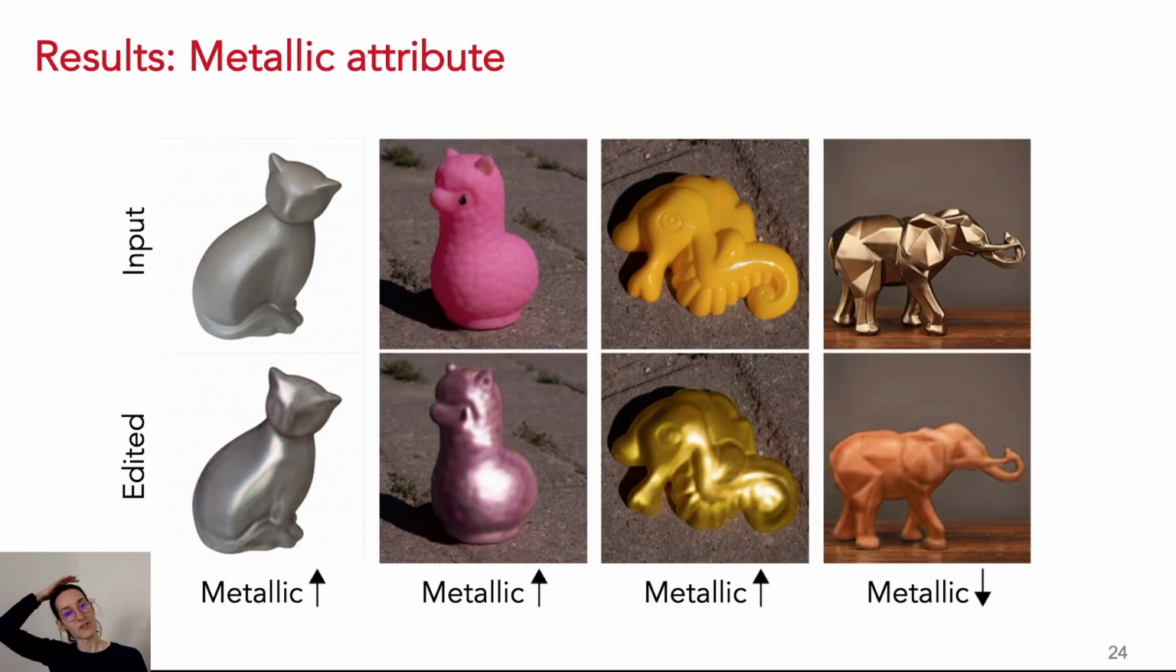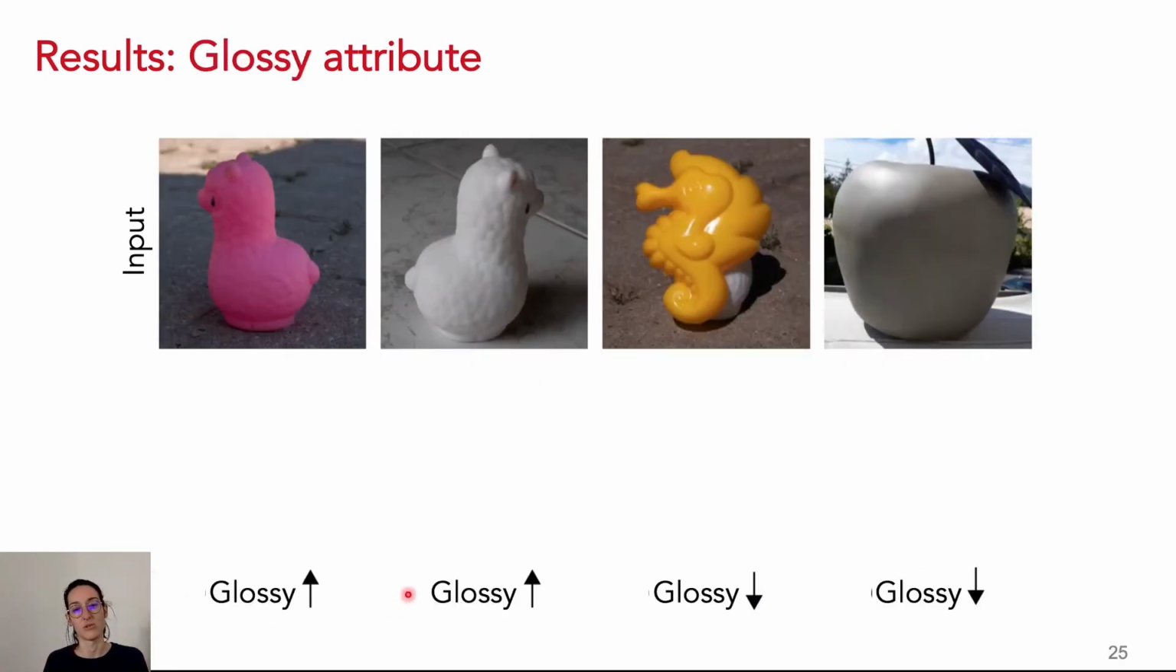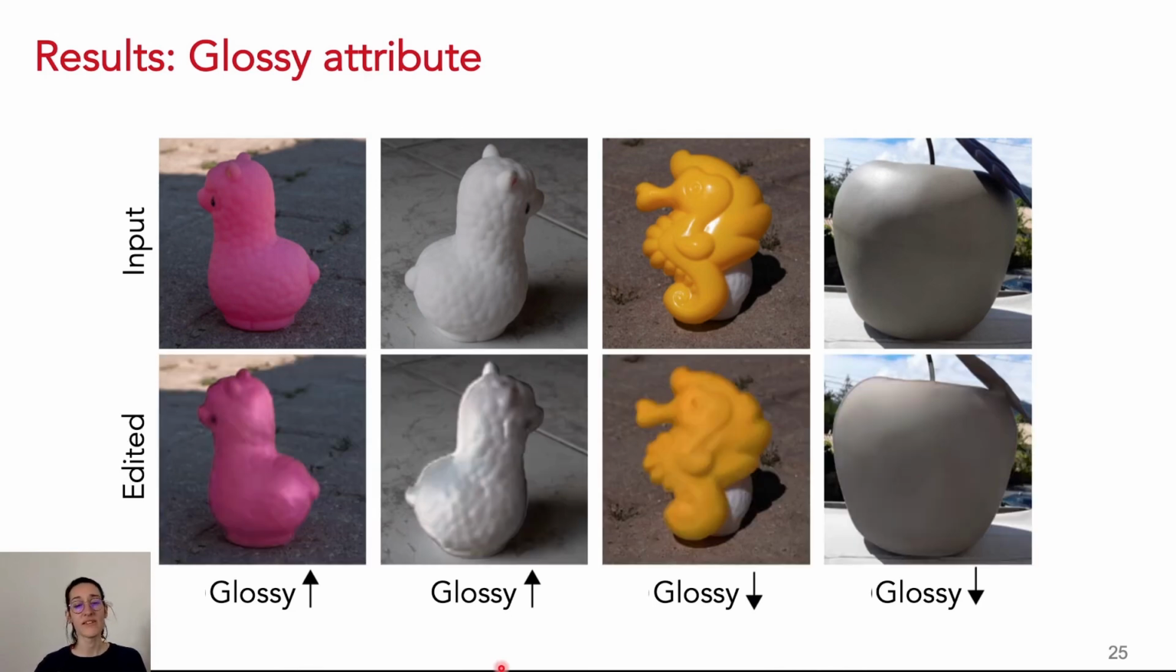Now let's see what happens if we try to edit the glossy attribute. In these first two images, we'll try to increase the glossiness, while we try to reduce it in the last two images. And these are the results that we obtain. Again, the network has created new reflections to bring a glossy look, or has tried to remove the reflections to reach a matte look.